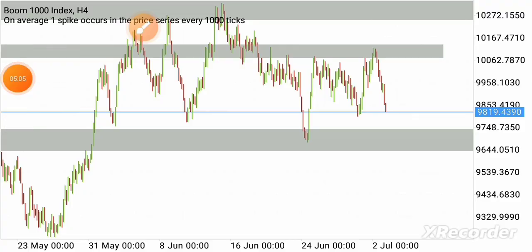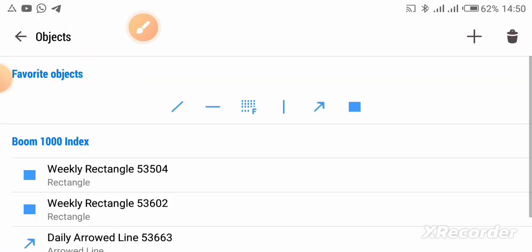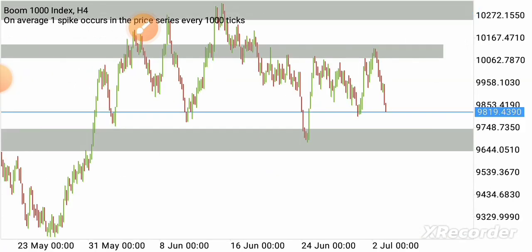So on the 4 hourly time frame, you can see that the zones we marked are still evident here. We can see them very visible here. All right. So on the 4 hourly time frame, we can also find zones to mark, if there are any.